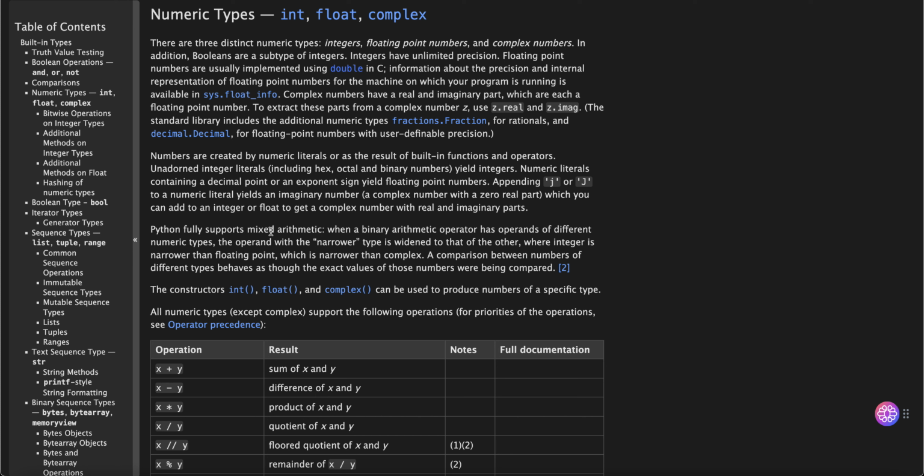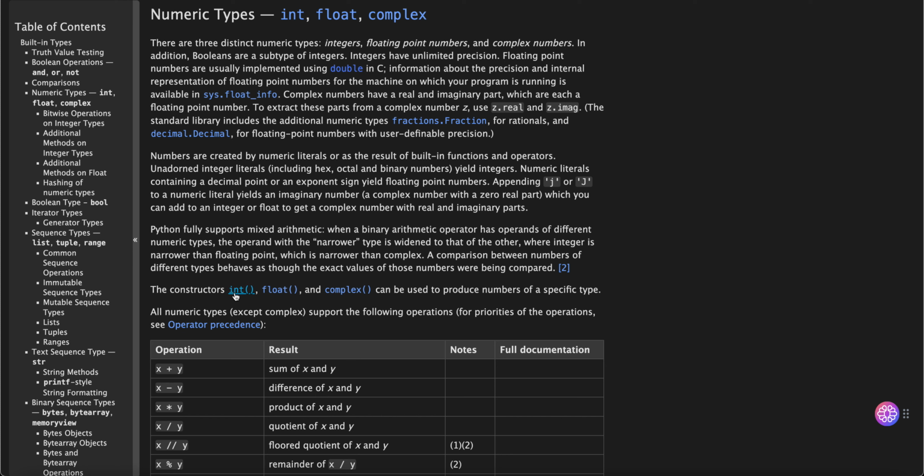Python fully supports mixed arithmetic. When a binary arithmetic operator has operands of different numeric types, the operand with the narrower type is widened to that of the other, where integer is narrower than floating point, which is narrower than complex. A comparison between numbers of different types behaves as though the exact values of those numbers were being compared.